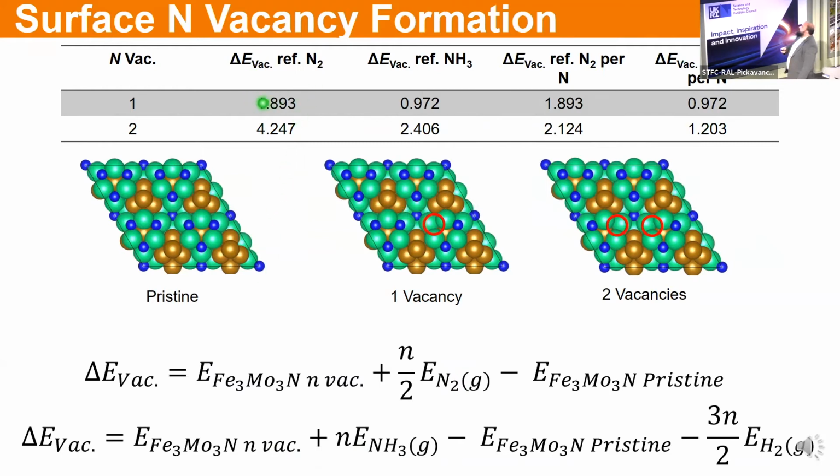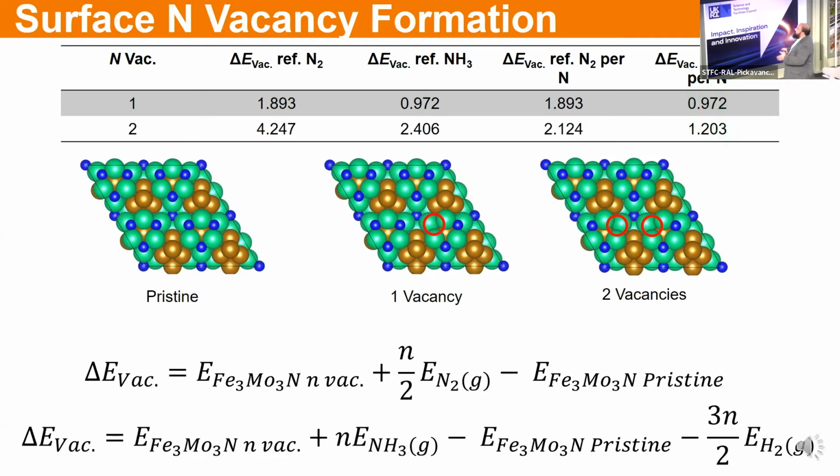So for a single vacancy, we've got 1.8. For two vacancies it is much higher, 4.2. But per nitrogen vacancy, you can see the two adjacent vacancies are only a little bit less than 0.2 electron volts higher. So there is a kind of lateral repulsion between the two vacancies, but it's not a huge quantity. We also see that where we're using the ammonia hydrogen reference, the vacancy formation energy is much less endothermic. It's possible under appropriate hydrogenation conditions, we could more easily form nitrogen vacancies on the surface.